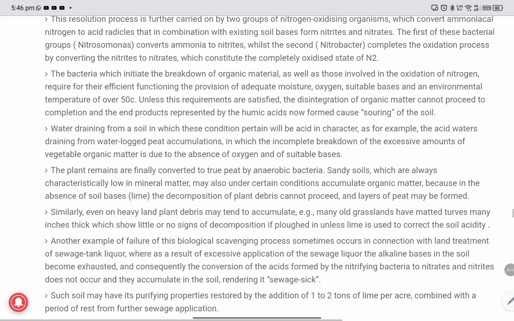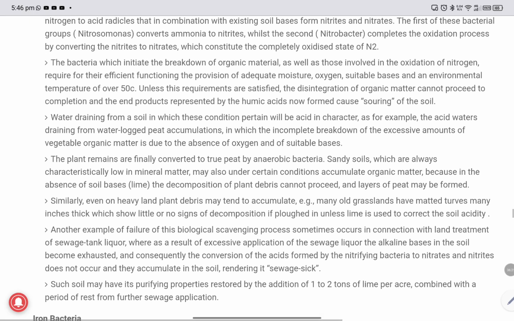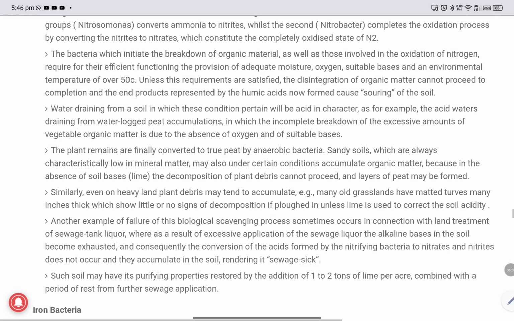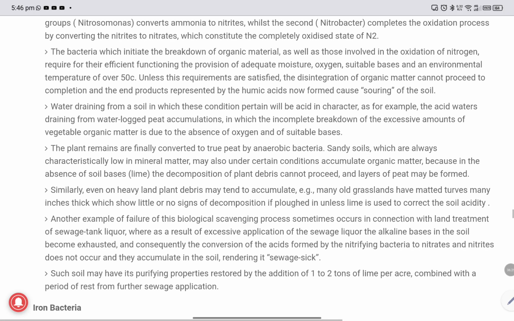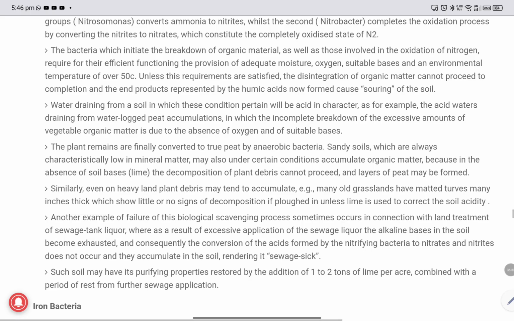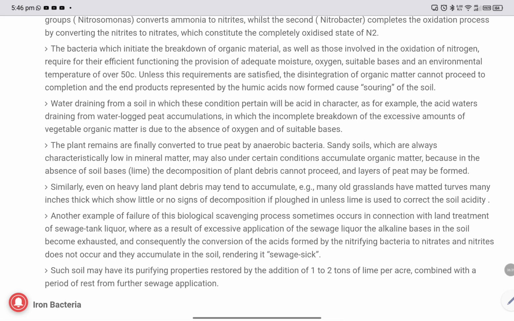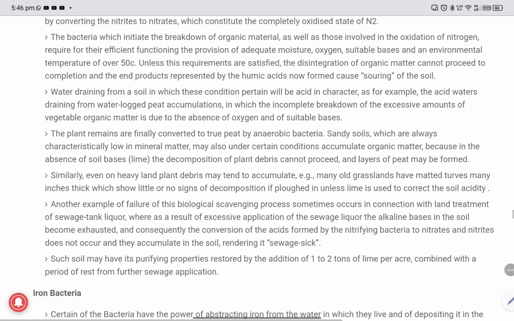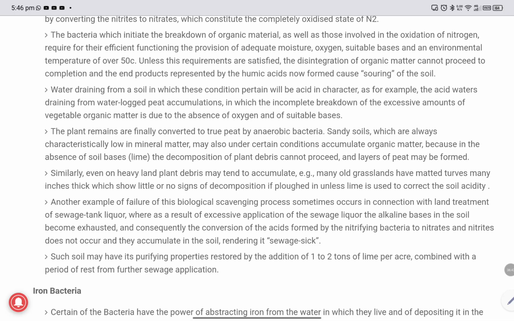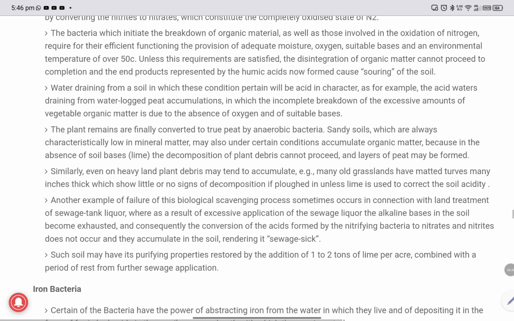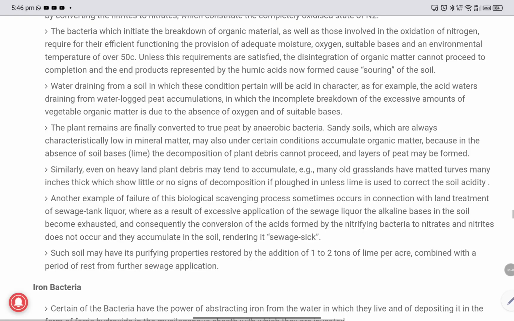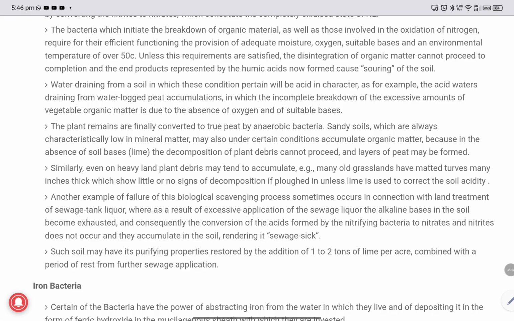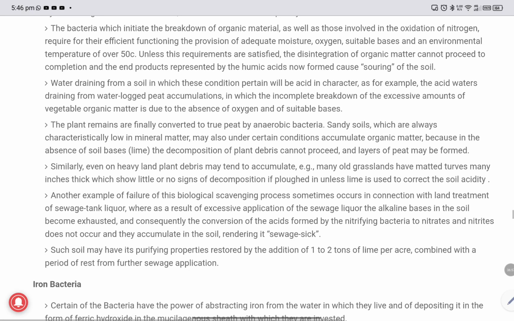of N2. The bacteria which initiate the breakdown of organic material, as well as those involved in the oxidation of nitrogen, require for their efficient functioning the provision of adequate moisture, oxygen, suitable bases, and an environmental temperature of over 50 Celsius. Unless these requirements are satisfied, the destruction of organic matter cannot proceed to completion, and the end product represented by the humic acid now formed causes souring of the soil.